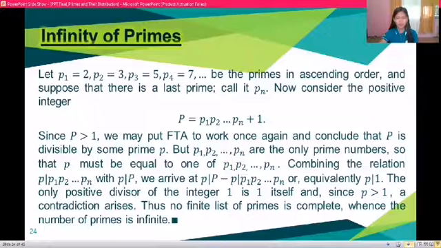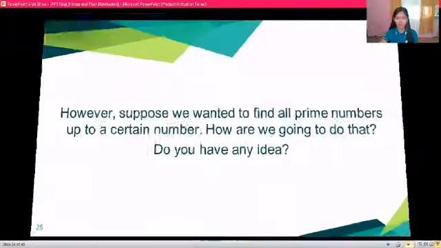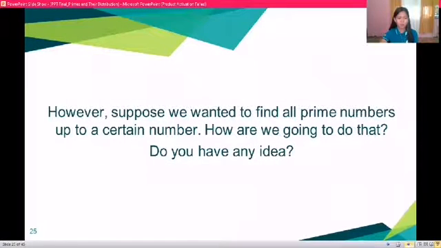The only positive divisor of the integer 1 is 1 itself, and since p is greater than 1, a contradiction arises. Thus, no finite list of primes is complete, whence the number of primes is infinite. That's the end of my discussion. We have proved that the number of primes is infinite, so it is not possible to find all prime numbers.